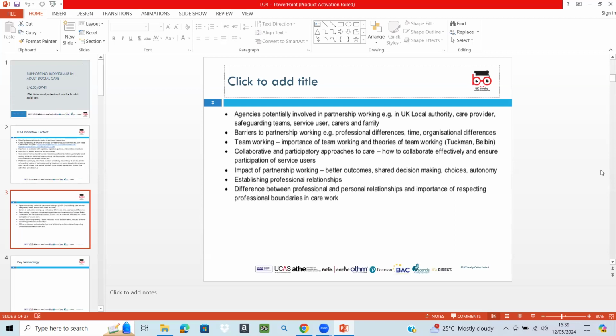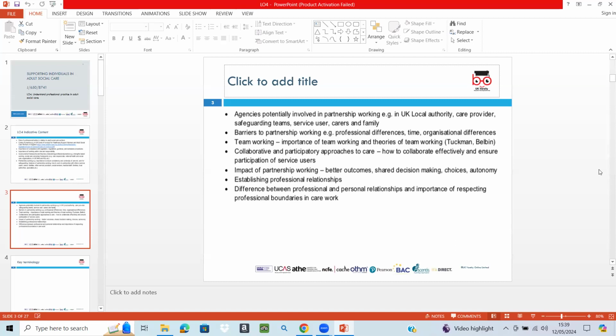partnership requirements. Then we have to discuss the barriers to partnership working. For example, professional differences, time, organization differences. So yes, every organization has some barriers which we have to overcome, and we need to sort the barriers out. And why we do that is to support the individual whom we are looking after.